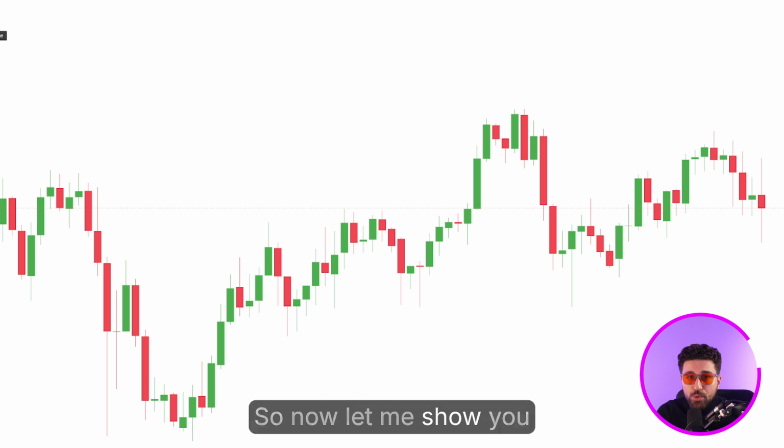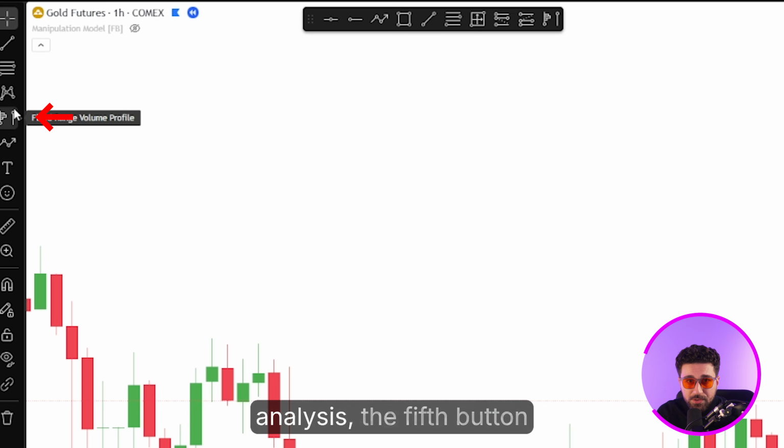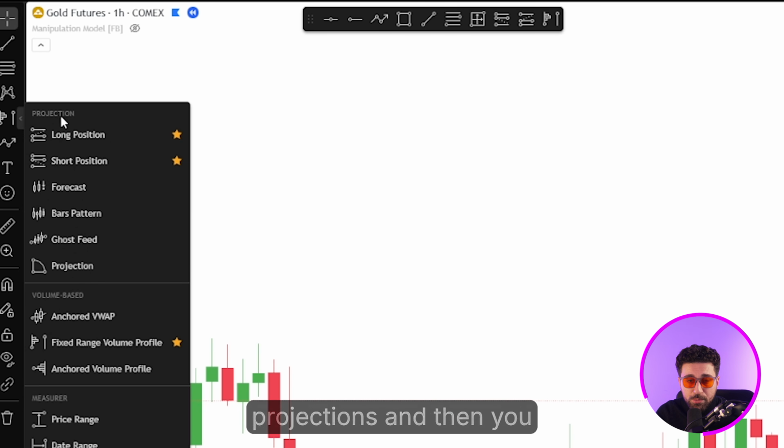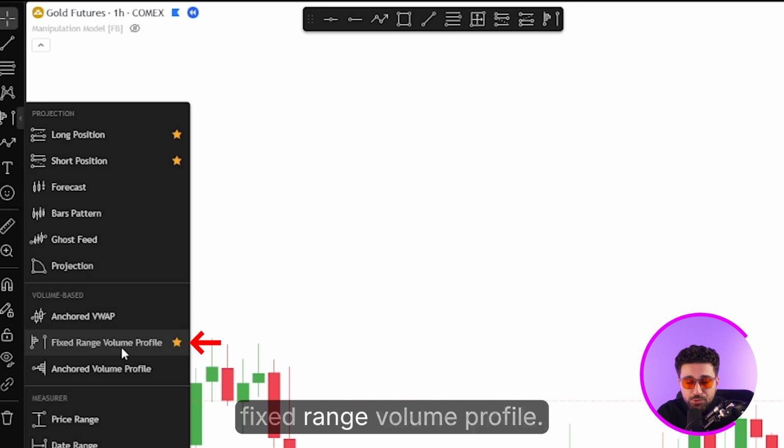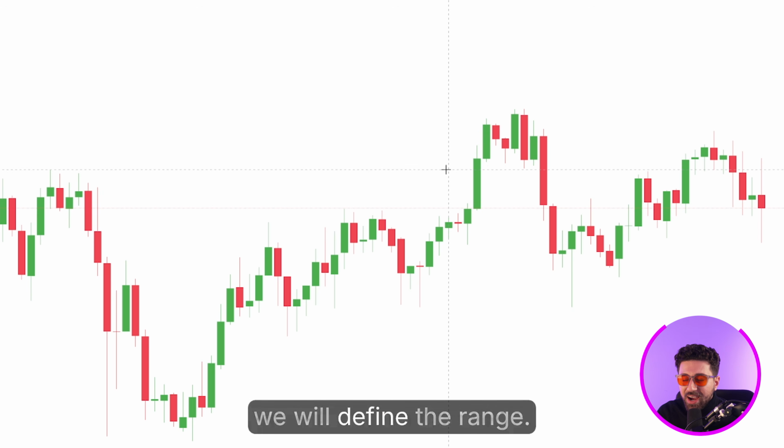So now let me show you how you draw the volume profile of the previous day. So right here on the left, you will see on technical analysis the fifth button right here. You can see the projections, and then you go down to volume base. Right here you will see the fixed range volume profile. You click this once, and now we will define the range.